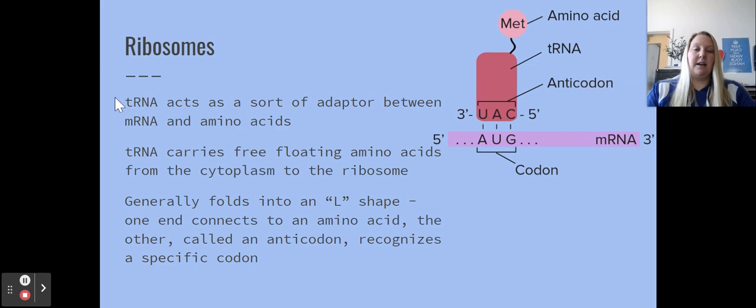Ribosomes work with something called transfer RNA. Transfer RNA acts as an adapter or a magnet between the amino acid and the corresponding messenger RNA codon. It carries free-floating amino acids from the cytoplasm into the ribosome. They're typically folded into an L shape where one end connects to the amino acid and the other connects to an anticodon that acts as a magnet to identify its correct codon.